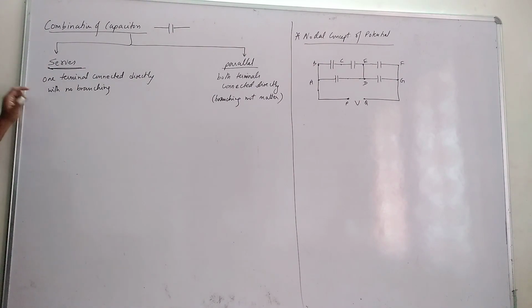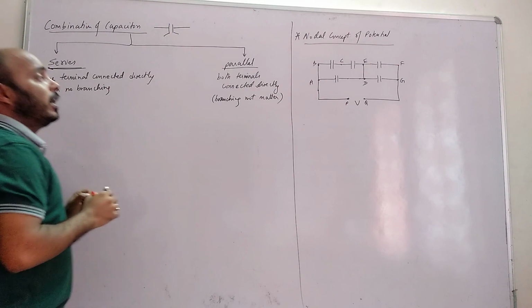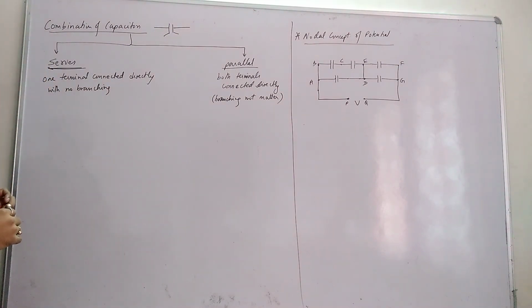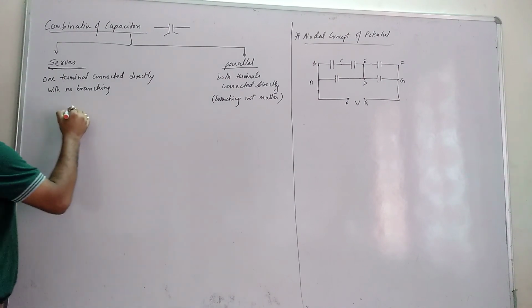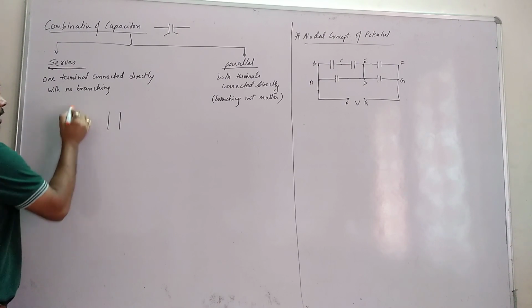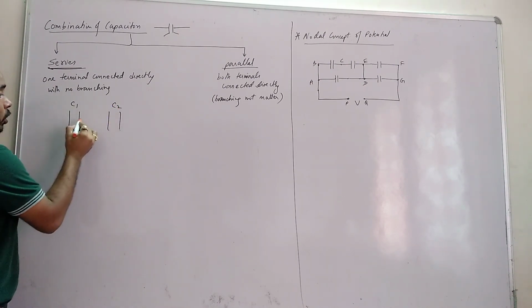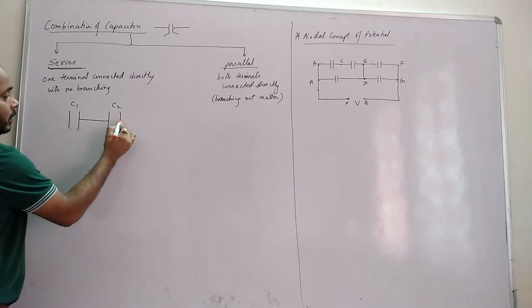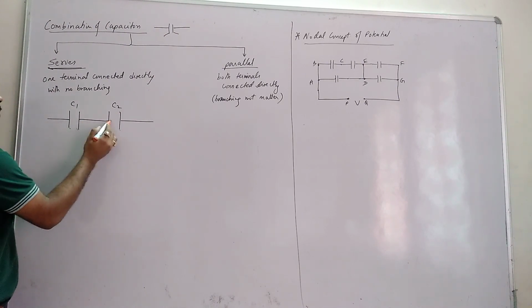What is series? A capacitor has two terminals. This is one terminal, this is the other. Out of the two terminals of one capacitor, only one terminal of each capacitor is connected directly. See here, this is a capacitor C1 and this is a capacitor C2, with their two terminals. Only one terminal is connected, and the other terminals are connected somewhere else.